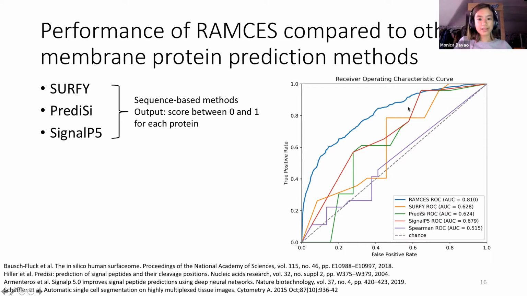And I say unsurprisingly, it's because our method actually looks at the data itself, looks at the images, and has a context-dependent way of determining whether or not a protein labels membranes, whereas these just take in the amino acid sequence.